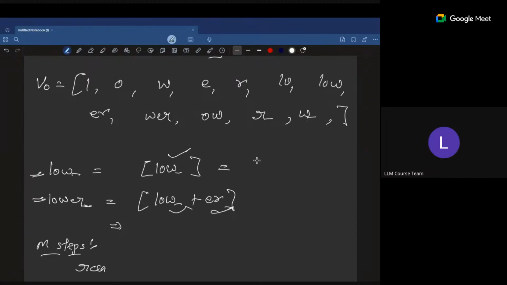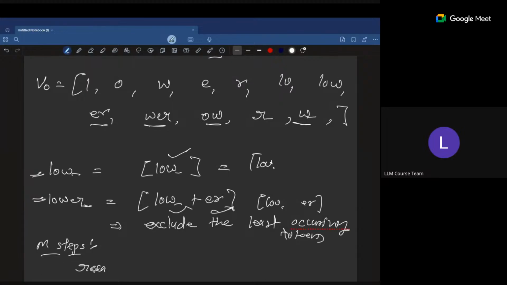I got some tokens here. Like let's say I got LOW here, one token. I got LOW here, ER here. Okay, so these tokens have very low probabilities of occurring, right? So these I prune, or I exclude them from the vocabulary. Exclude the least occurring tokens.